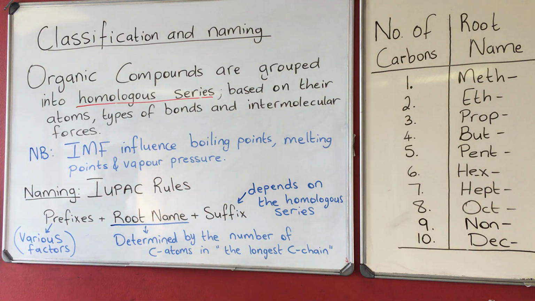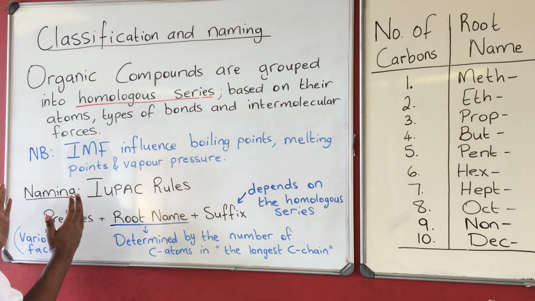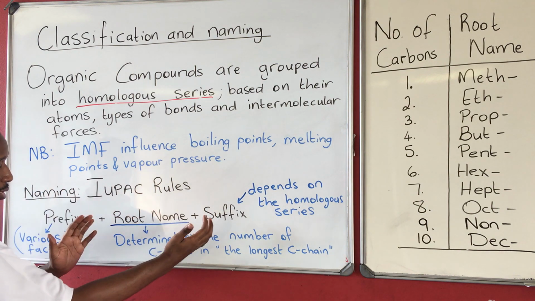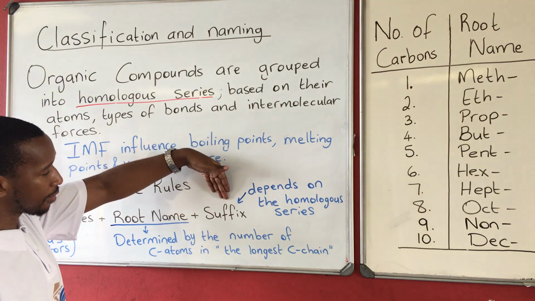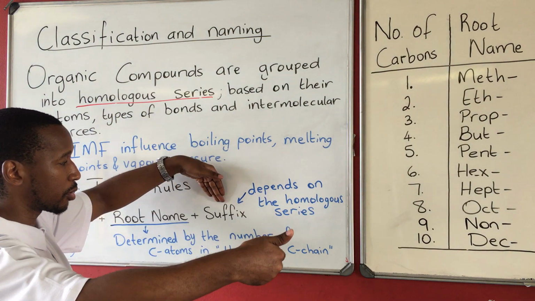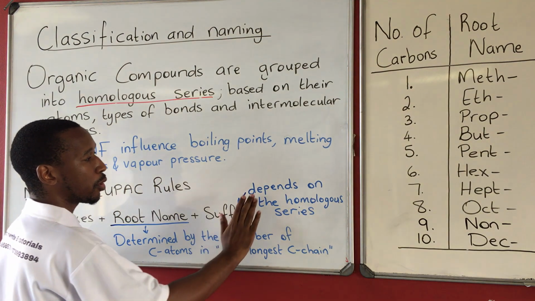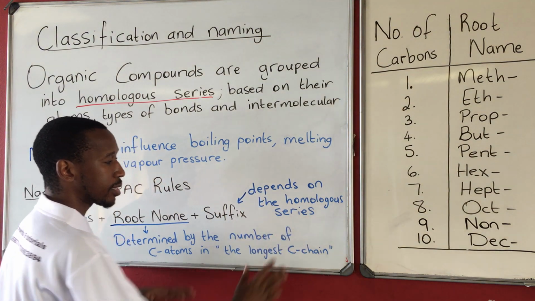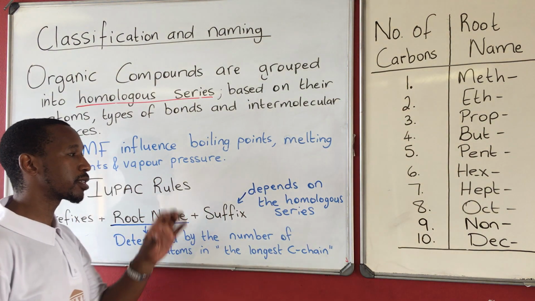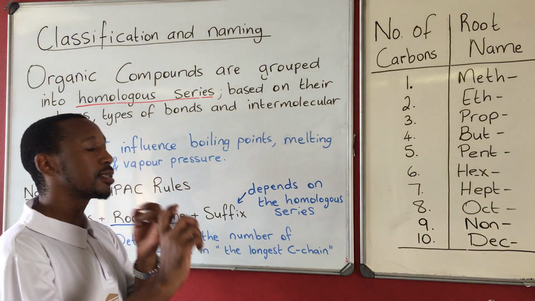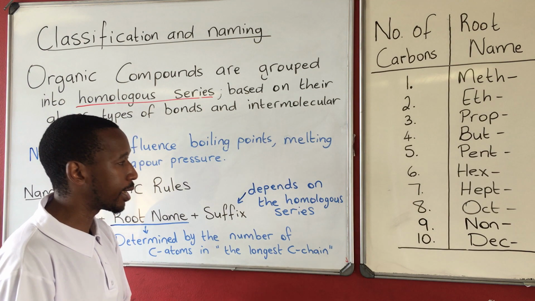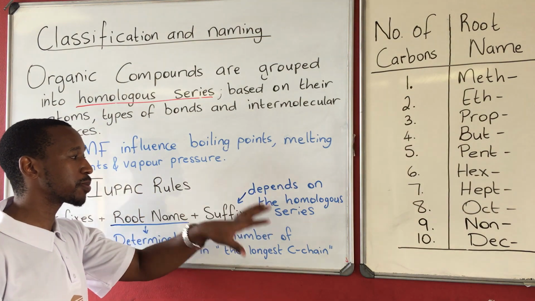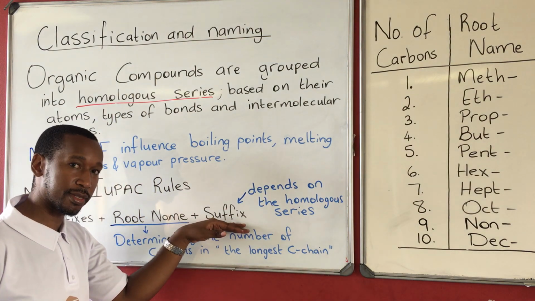Alright, so the IUPAC naming classifies the name into 3 sections. We have the root name, which is determined by the C atoms. Then we will have the suffix, which comes after the root name. This will depend on the homologous series that the compound belongs to. For example, is it an alcohol? Is it an acid, carboxylic acid? Is it an alkane, alkene? We will talk about all of those ones, but that's what's going to determine the suffix.